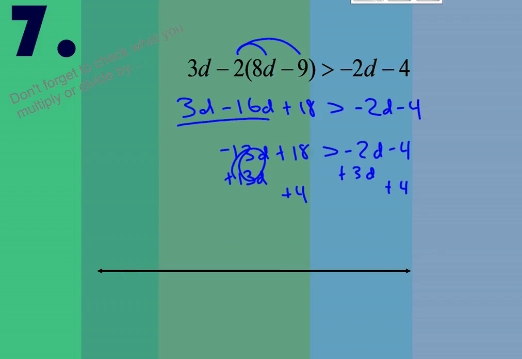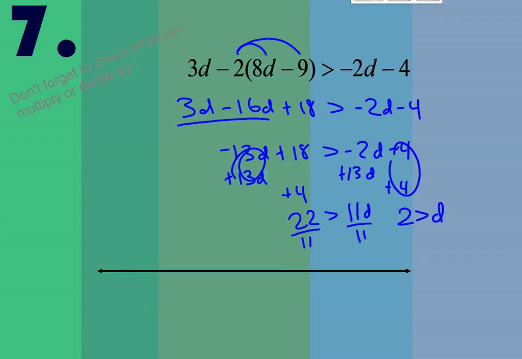So that zeroes out, that zeroes out. Negative 2D plus 13D, that is going to give me 11D. And on this side, I'm going to have 22. So now after all that, I'm positive and positive. So what I end up with is 2 greater than D.